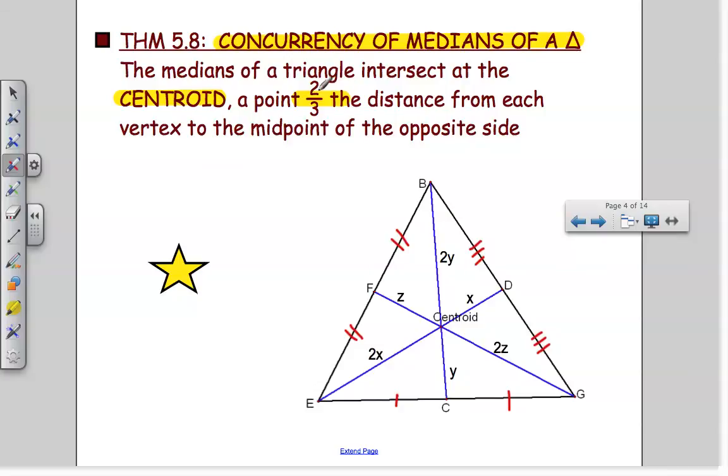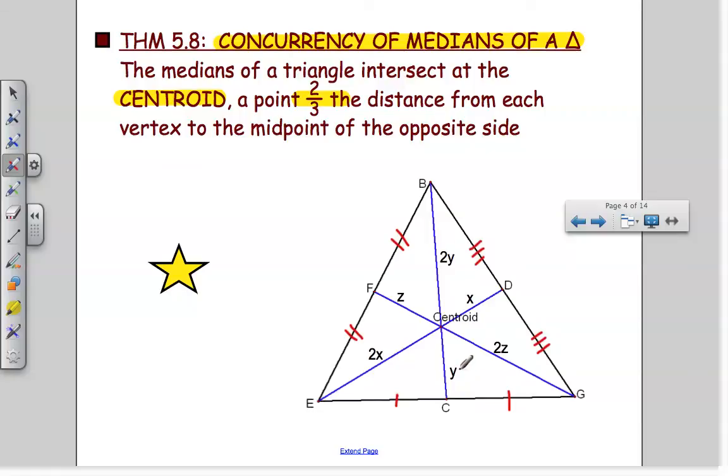Now notice how I said that this centroid, this point where all those medians cross, is 2/3 of the distance from each vertex to the midpoint of the opposite side, which means we split into two parts, 2/3 and 1/3. 2/3 is the distance from the vertex to the centroid of the whole thing, and from the centroid to the side is 1/3 of the whole distance. So if you think about it, if this is 1/3 of the whole thing, and this much is 2/3 of the whole thing, then the 2/3 segment is twice this segment here.